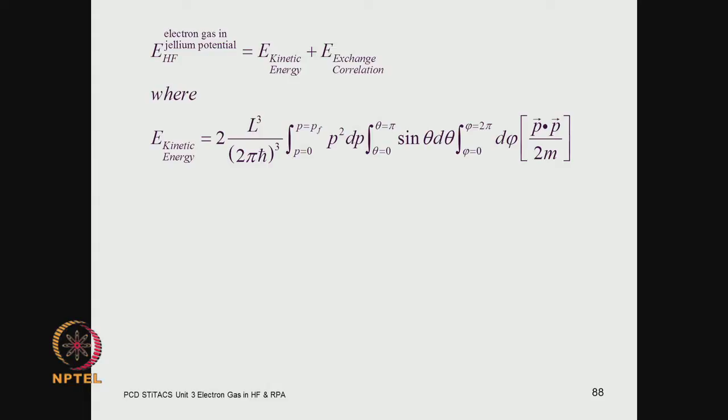Okay, greetings. We will continue our discussion on the free electron gas in gallium background potential, and we already initiated a discussion on this in the previous lectures of Unit 3. What we found is that the self-consistent field Hartree-Fock energy for the electron gas and gallium potential gets factored into two pieces. One is the kinetic energy part and the other comes from the exchange correlation.